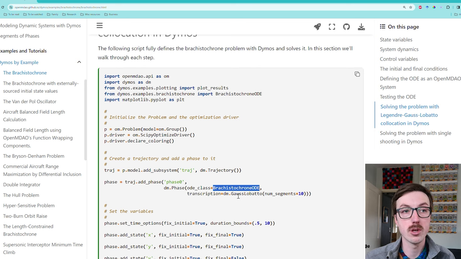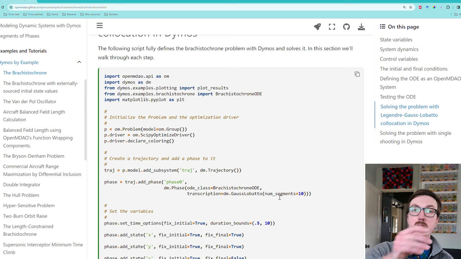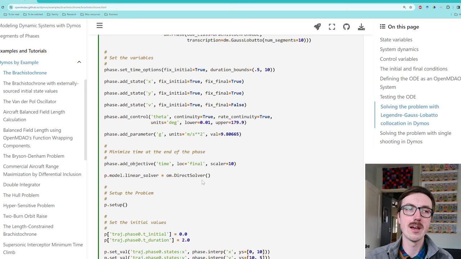Additionally, we have a transcription here, which is just how we define to Dymos what time looks like, how to actually instantiate this ODE. Again, we're using the Gauss-Lobato collocation scheme, so we simply say, hey, the transcription here has 10 Gauss-Lobato segments. Again, I don't want to go into too much detail about this, but just know that it tells Dymos how many points to make in time. Now, this is the fun bit.